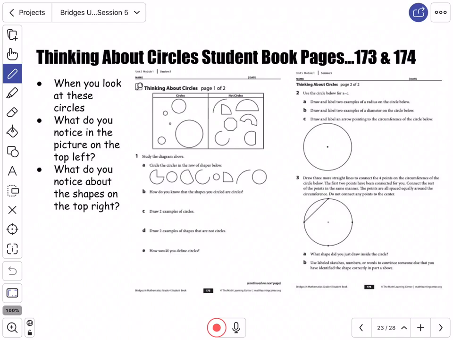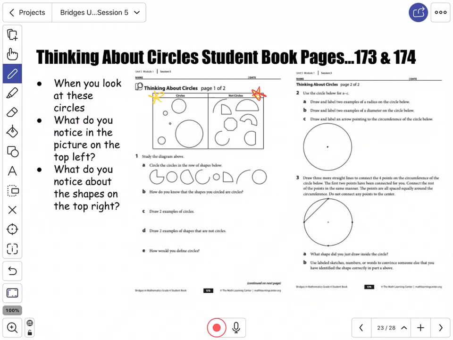I did the radius in blue. I did a diameter in green. The center I did in red. And the circumference I did in yellow, just so you can kind of see the difference in all of those, okay? All right, so thinking about circles, student book pages 173 and 174. When you look at these circles, what do you notice in the picture in the top left? Now I want you to look at the picture in the top left up here, okay?